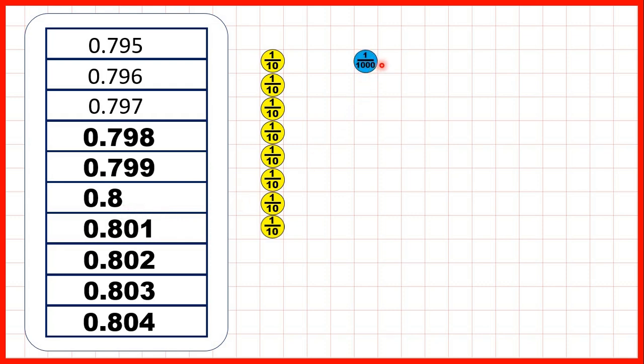Then we can keep on counting in thousandths, but we need to make sure that we write 0.801, because remember, we're counting in thousandths, not in hundredths. We keep on counting until we get to 0.804, so that's 8/10ths, no hundredths and 4/1000ths.